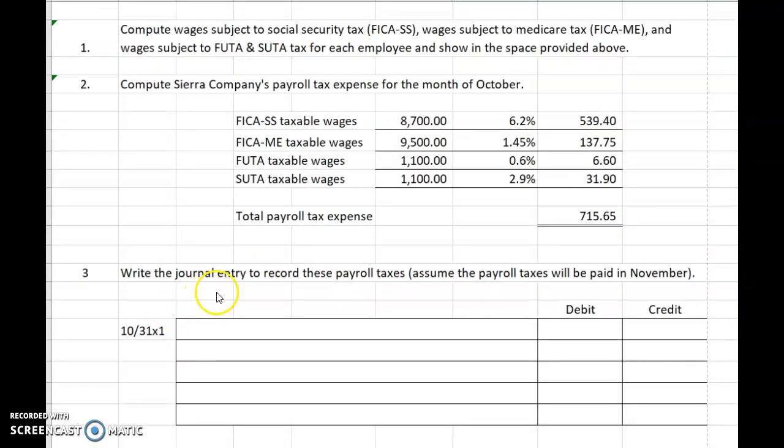Now we need to write the October 31st journal entry to record the payroll tax expense for the month of October. The journal entry literally falls out of this schedule. Watch how easy this is to write. We will not remit any of the taxes to the government until a later date, so we have a liability for each type of tax.